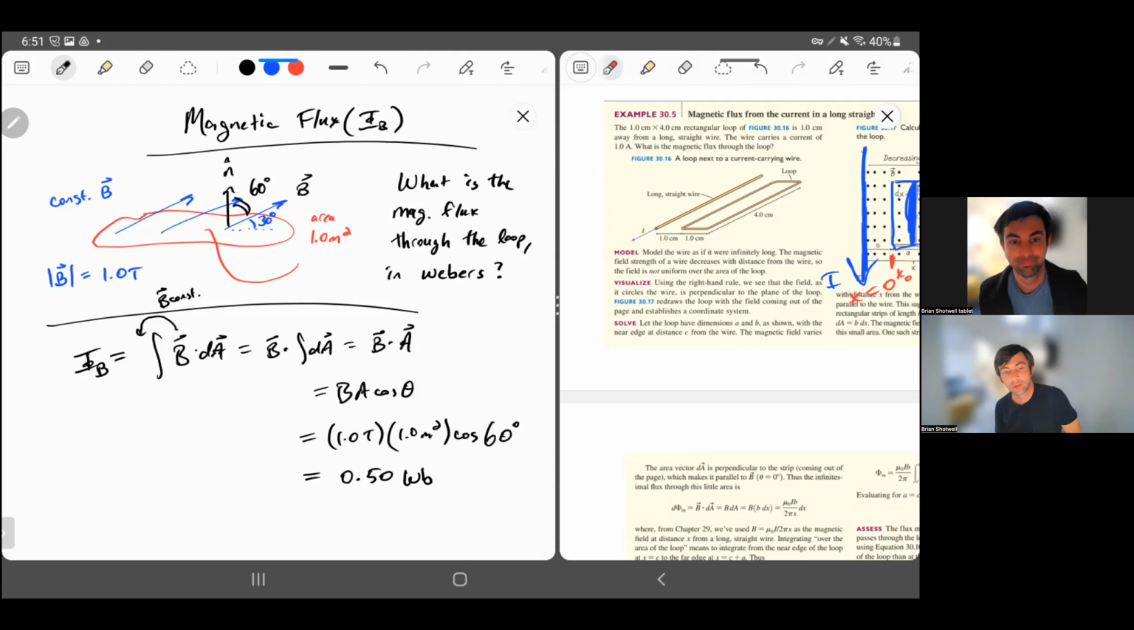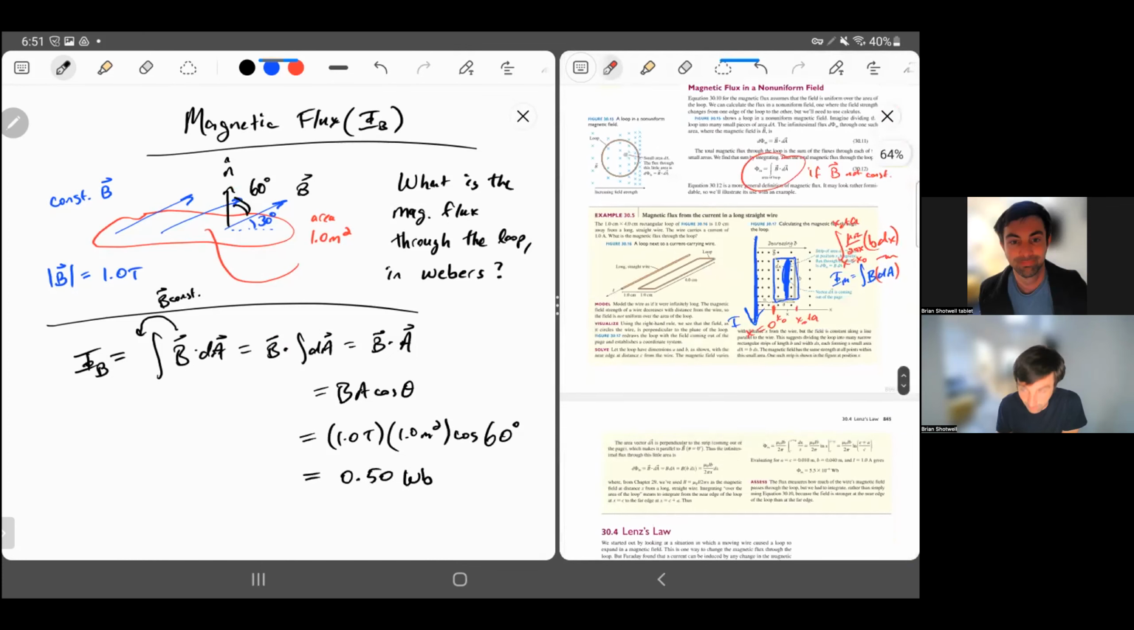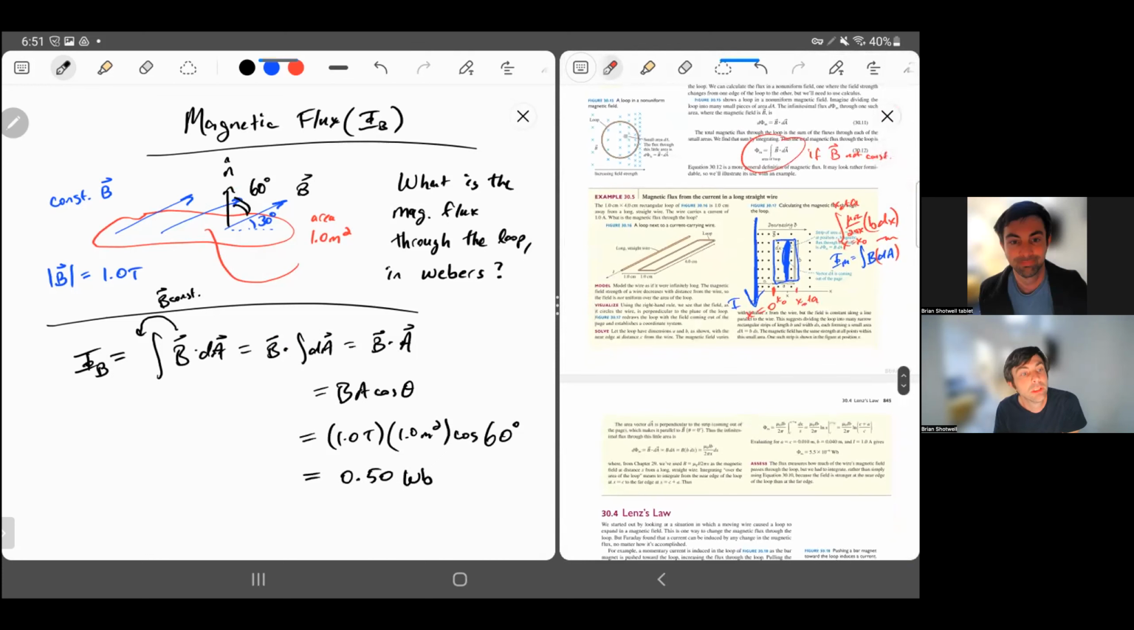So our next few videos are going to be talking about magnetic flux. So we have to know what we mean by this. So magnetic flux in Webers is exactly this quantity: how much magnetic field is passing through some surface.